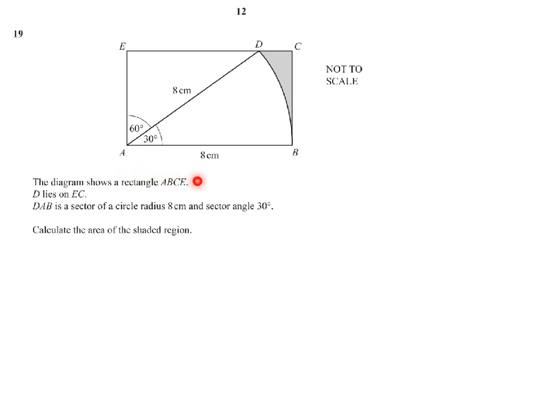They say the diagram shows a rectangle ABCE, and D lies on EC. Okay, it's a point on that line. DAB is a sector of a circle with radius 8, and the sector angle is 30. Okay, so indeed that is a part of the area of a circle, a pizza slice if you like. What is the question? Calculate the area of the shaded region.